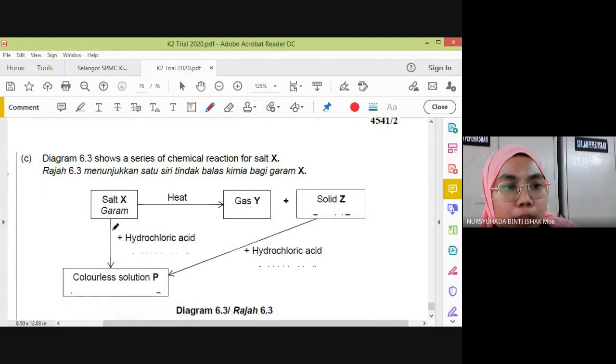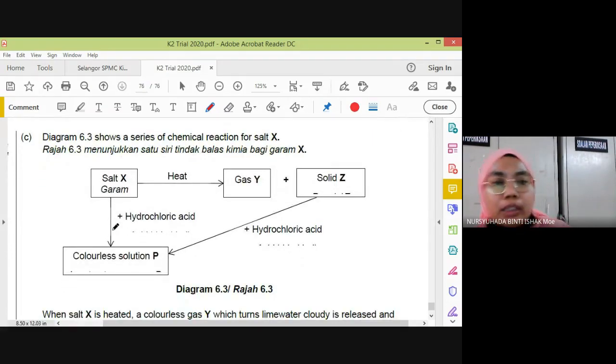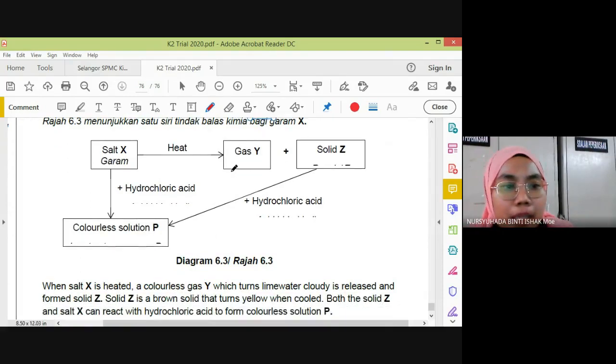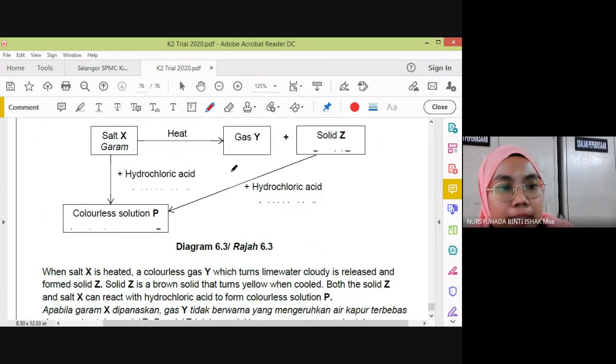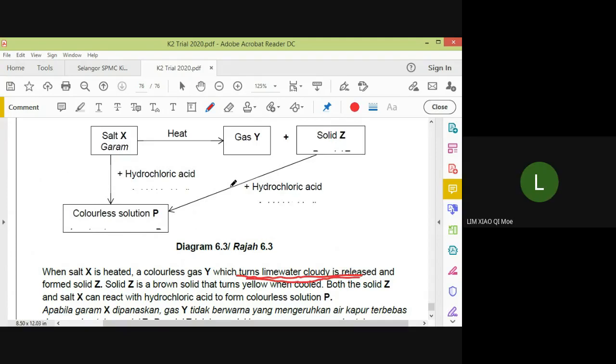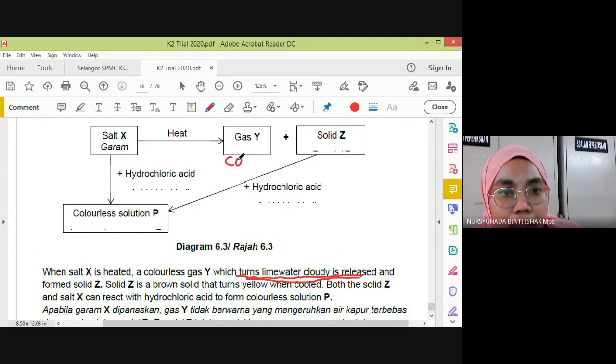Okay, next. Diagram 6.3 shows a series of chemical reaction for salt X. Okay, salt X heated dapat gas Y, dapat solid Z. Dia bagi tahu sini, when X is heated, colorless gas which turn lime water cloudy release. So gas apa release ni? Turns lime water cloudy, carbon dioxide CO2.